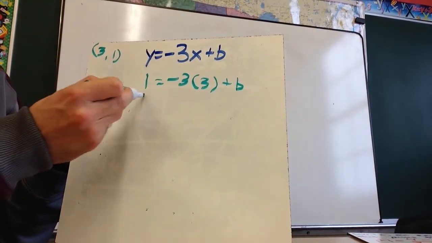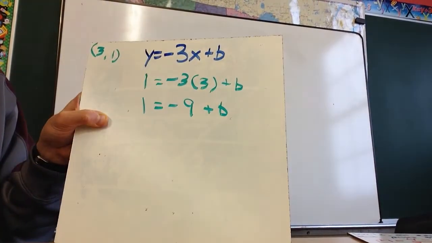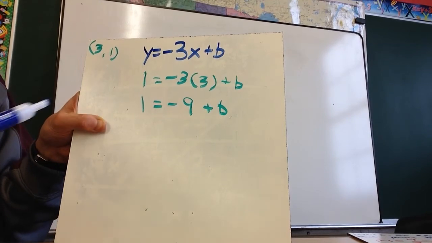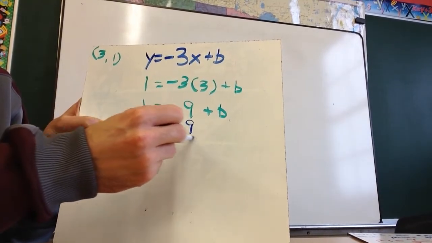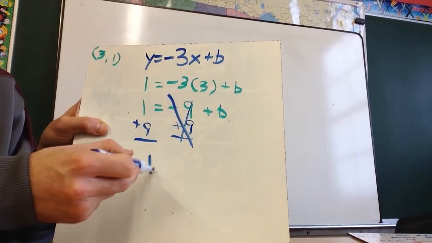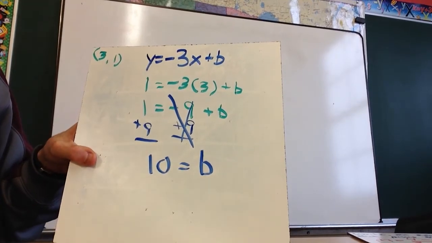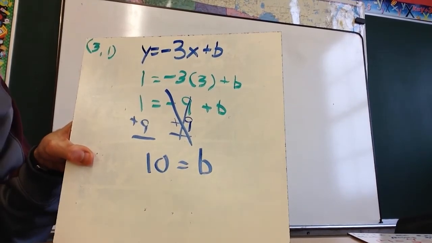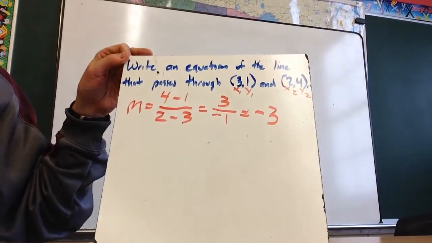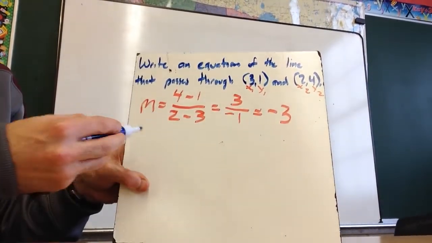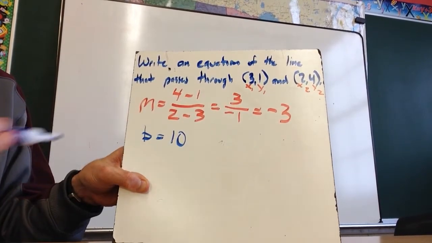Okay, so this becomes 1 equals negative 9 plus b. Now I need to add 9 to both sides, because that's a negative 9. So the opposite of negative 9 is positive 9. This goes away, and I'm left with 10 equals b. So now I know both m and b. I'm going to come back to that original slide. Keep in mind that I figured out that this was m, and on my other board, I figured out that b was 10.